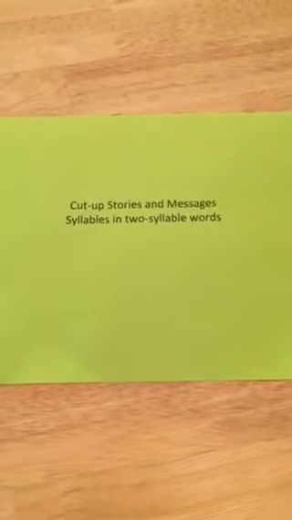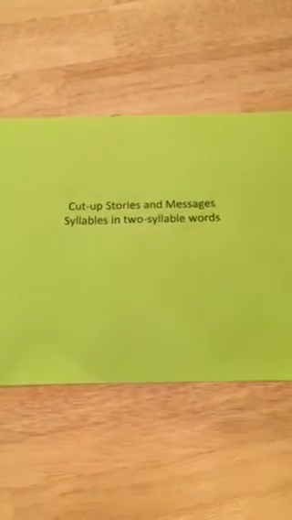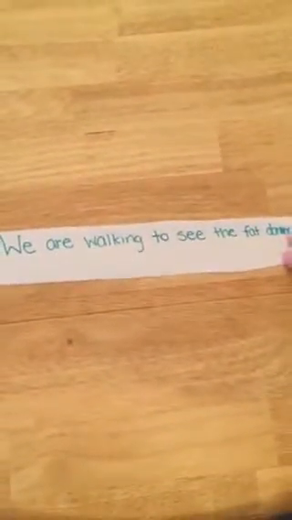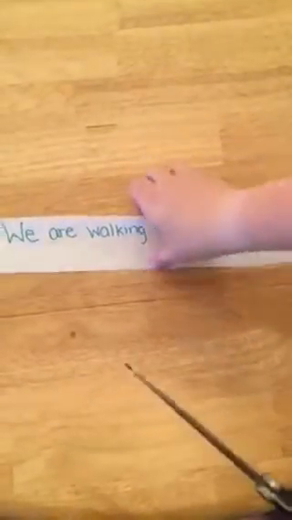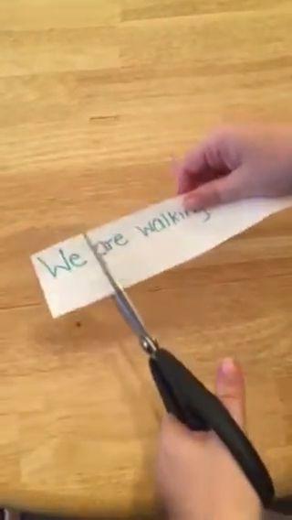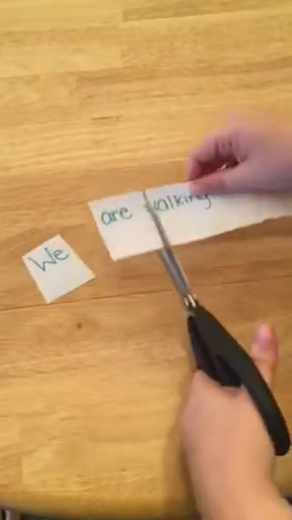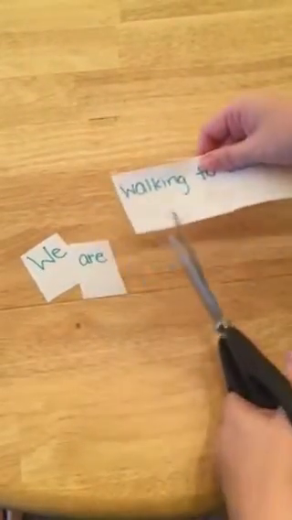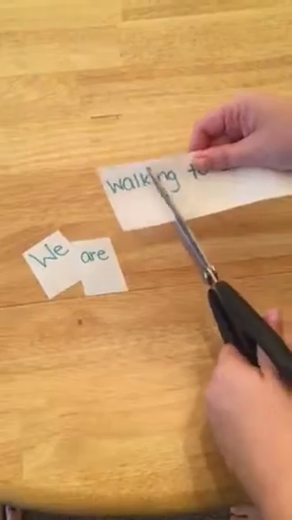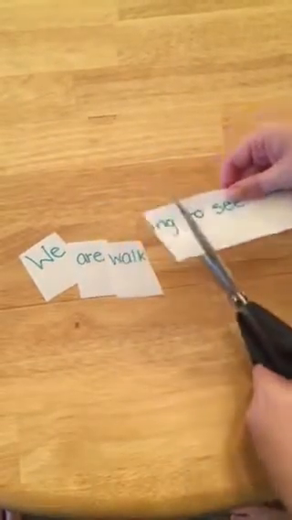So what I'm going to do is continue to use the same sentence that Sally has already created for us. And the sentence is as follows. We are walking to see the fat donkey. So what I'm going to do is just cut up these strips. This is going to be syllables. We have to find some words in here that might be 2 syllables long.